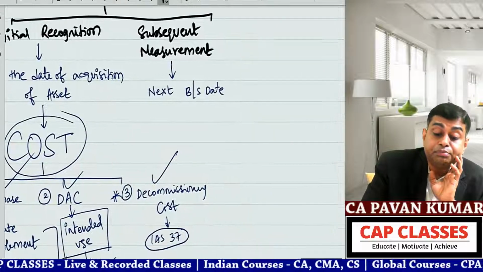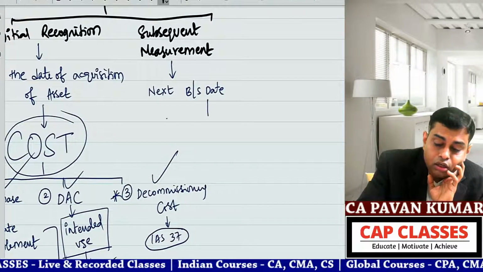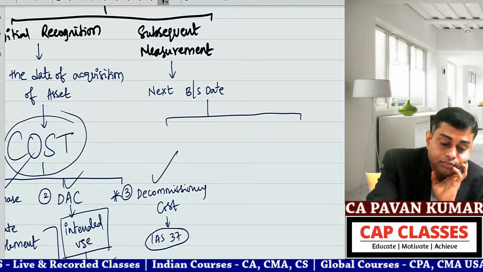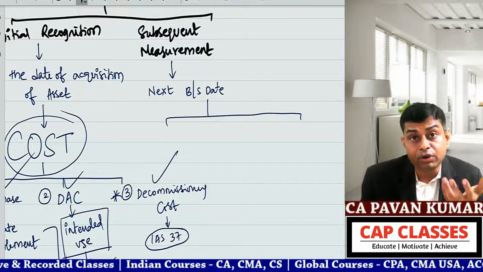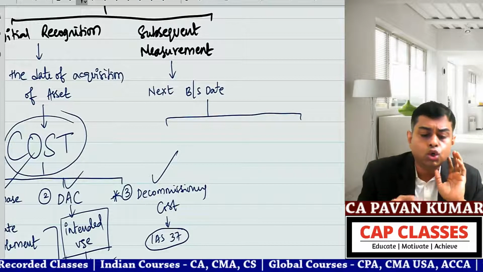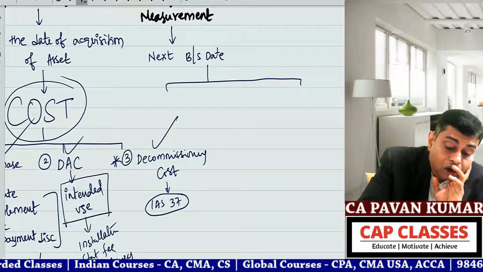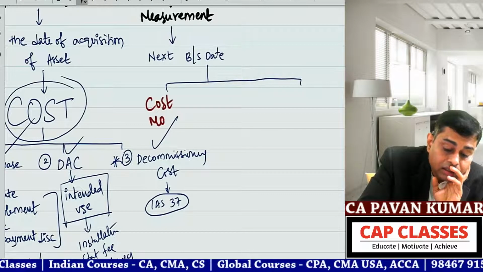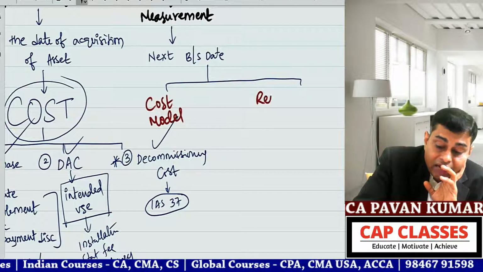Subsequent measurement, 2 models are allowed. For subsequent measurement from next balance sheet onwards, two measurements are allowed. One is cost model. Second one is revaluation model.